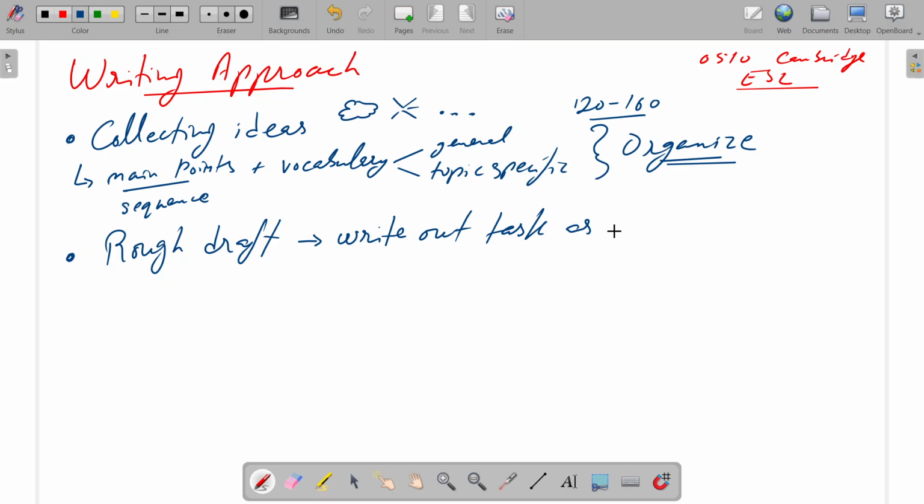For some reason my whiteboard is lagging, but we'll make it work. So write out the task as required. For example, we have that informal email, right? Write a letter to a friend about purchasing something online and what was wrong with it and why you purchased it and what you're going to do about it. And so the format, right? You write it out just as you're supposed to write it out.